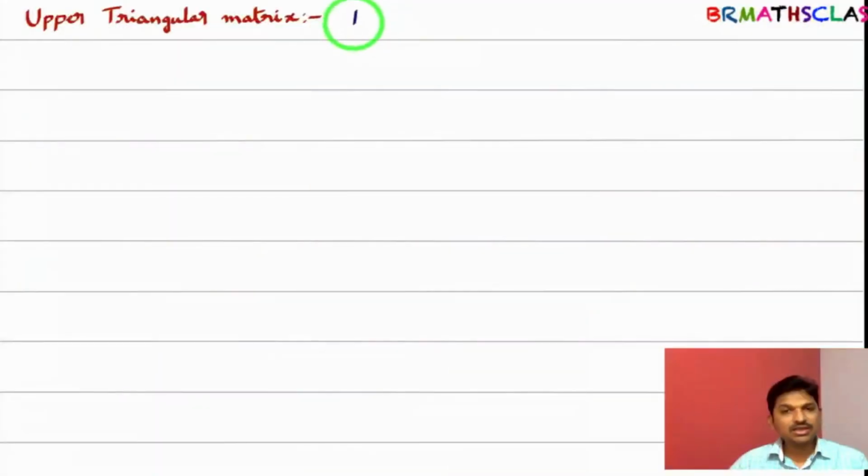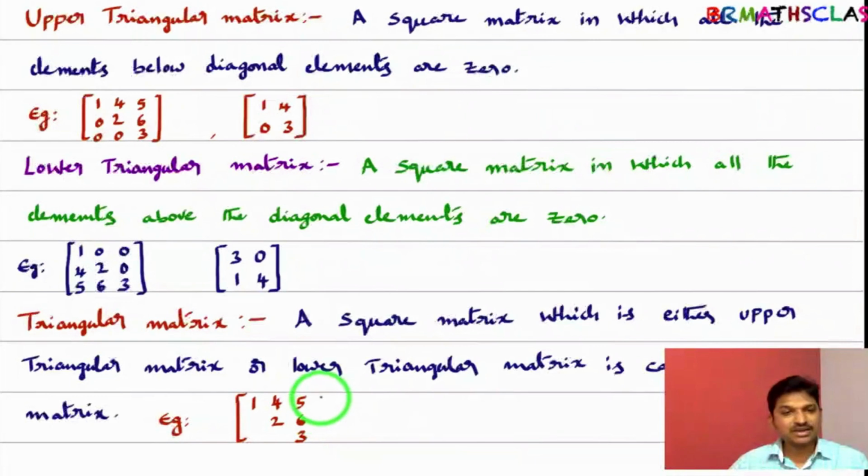Now we will see what is a triangular matrix. A square matrix which is either upper triangular matrix or lower triangular matrix is called a triangular matrix. It may be upper triangular matrix or it may be lower triangular matrix. If it is any one, then we say that it is a triangular matrix.